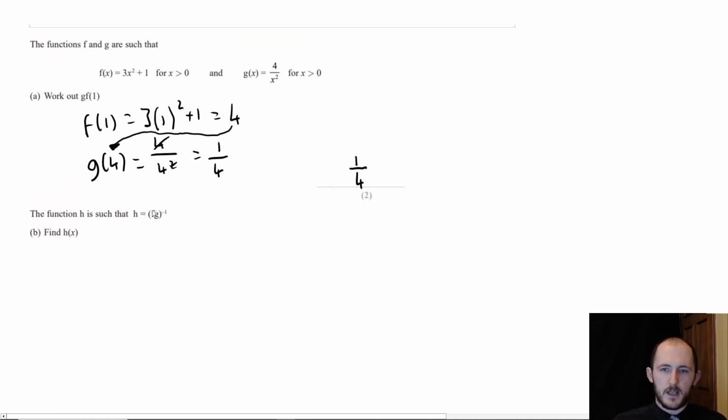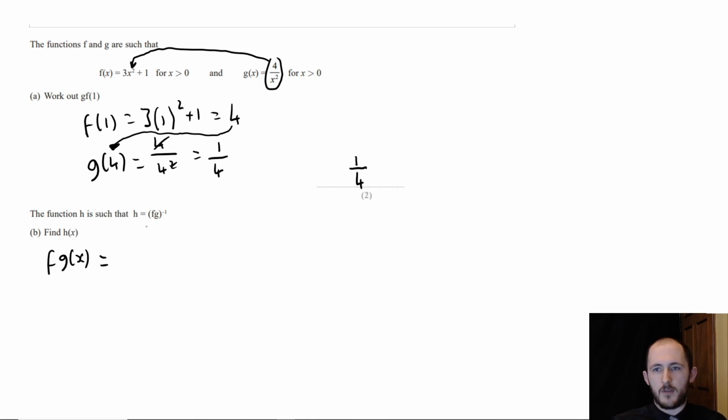Slightly more. So we have to find the inverse function of fg. So the first step is to find fg of x. That's what we have to do first. So let's work it out. If I take g of x and sub it into this, I'm going to get 3, open bracket, 4 over x squared, squared, plus 1. This could be somewhat interesting, okay.